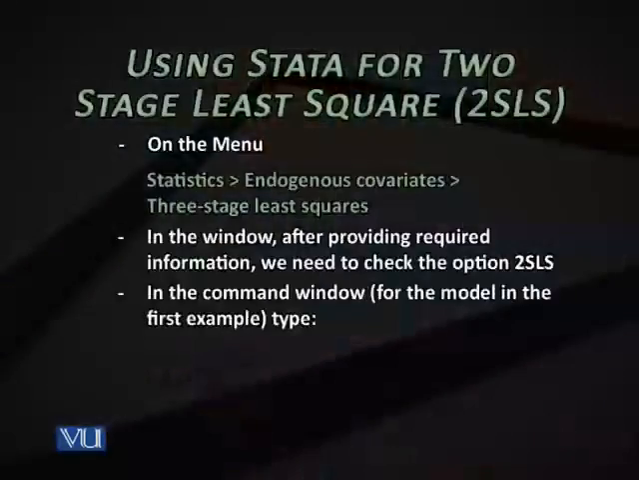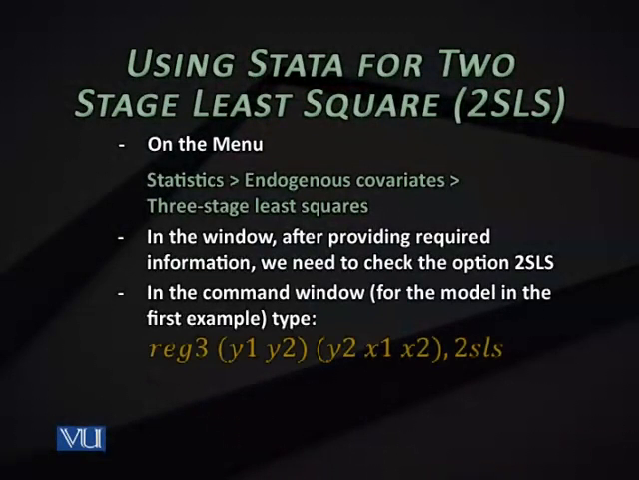These results can be obtained in the same Stata program by just typing in the commands. For example, you will type in reg3. In parentheses, you are seeing y1 and y2, and in another pair of parentheses, you have y2, x1 and x2.